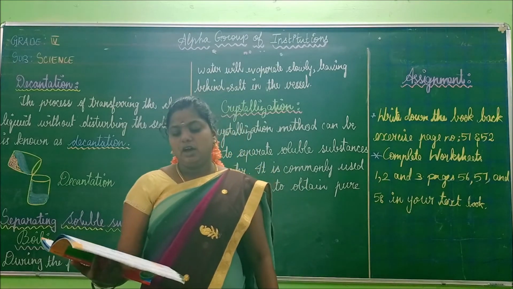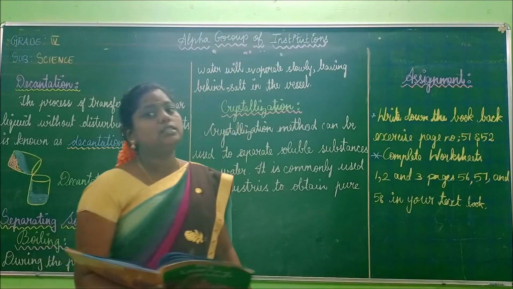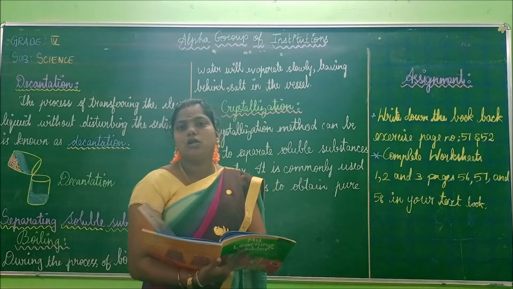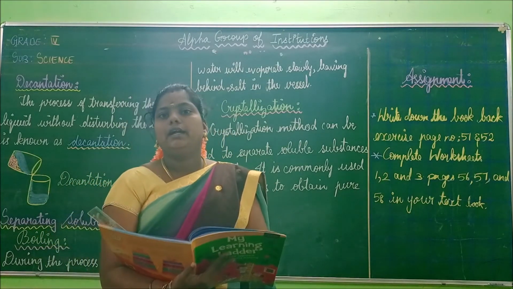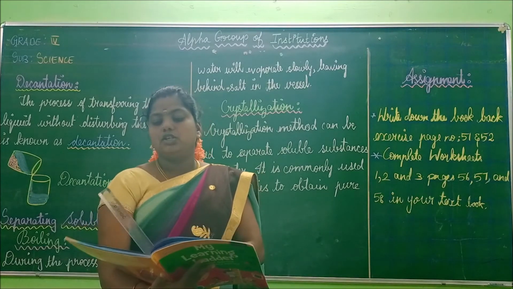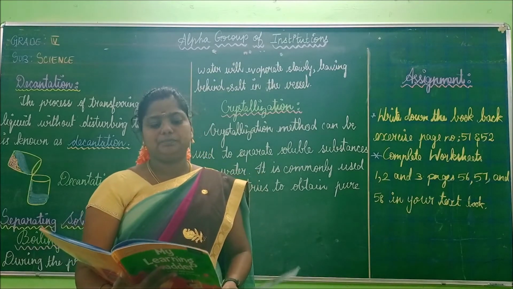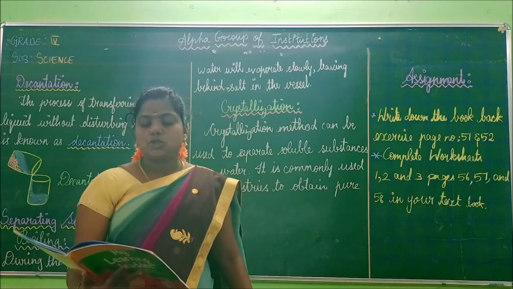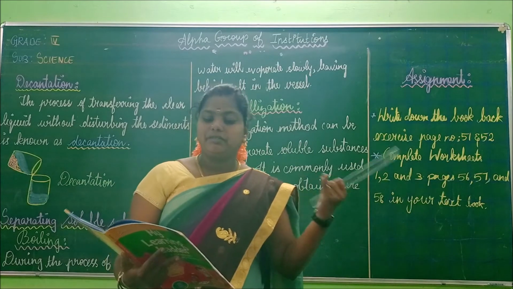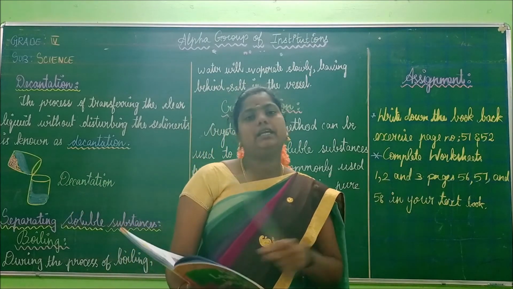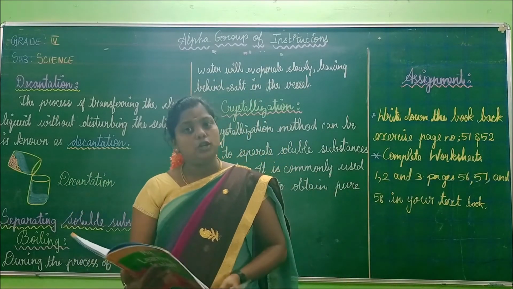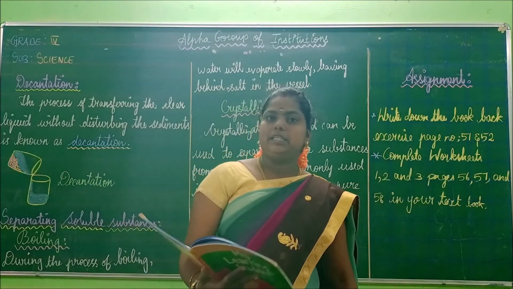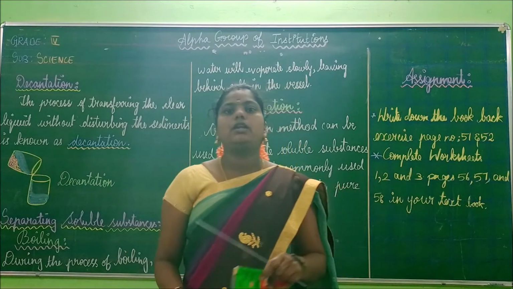The next one we learned is soluble and insoluble substances. Examples of soluble substances are salt and sugar. Examples of insoluble substances are sand and chalk. The next one we learned is separation of substances. Methods for separating insoluble substances are filtration, sedimentation and decantation. For soluble substances, they are boiling and crystallization. Is it clear children? So here the lesson ends.